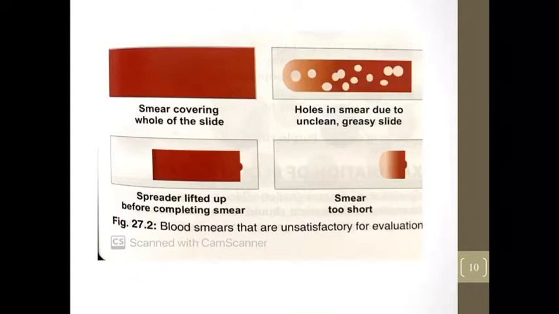In the first photograph, the smear covers the whole of the slide, which is not useful for any purpose. In the second slide we can see holes, which are also not useful. These holes are due to a greasy slide, so before making the slide we have to clean it. Third, if the spreader is lifted before completing the smear, the edge is not tongue-shaped. And last is a too-short smear. So all these slides are unsatisfactory for evaluation. Ideally the smear should be wedge-shaped.